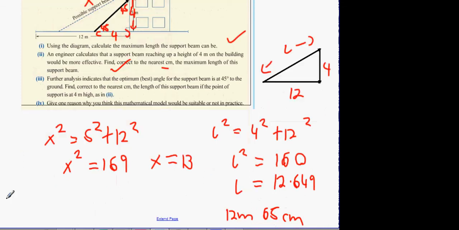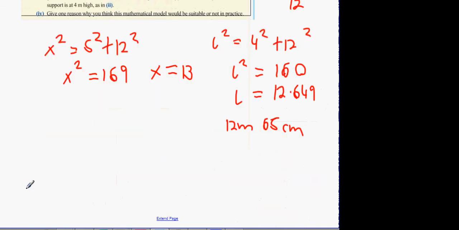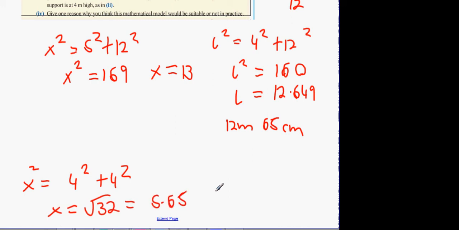We now have to do Pythagoras' theorem, and this time we're going to get 4 squared plus 4 squared, which is the square root of 32. And what is that, Simon? 5.65, which is 5 meters, 65 centimeters.